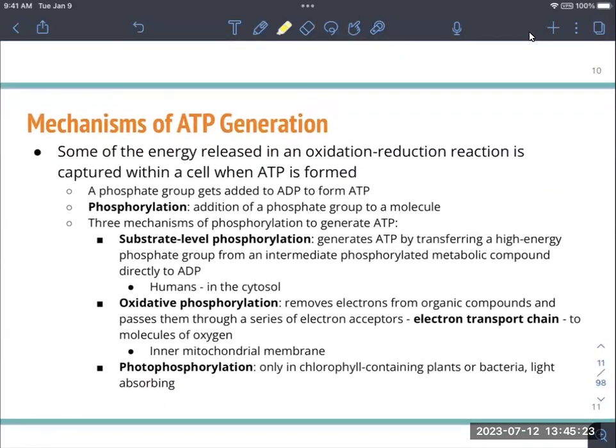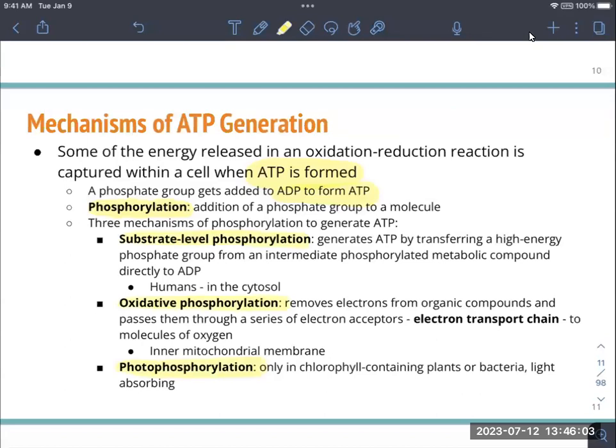So some of this energy that is released, we capture when ATP is formed. We add that phosphate group from ADP to get ATP. This is this phosphorylation, which is that addition of a phosphate group. So there's 3 ways this phosphorylation can generate ATP. We have substrate level, oxidative phosphorylation, and photophosphorylation.